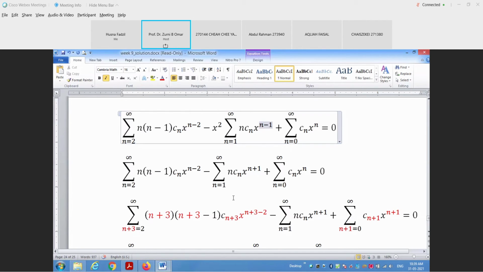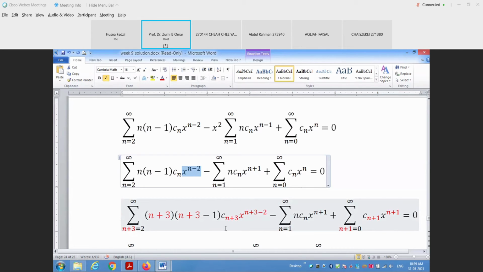Now we have to decide which power of x we want to change these to. In the example here, I change the n plus 2 and x^n to n plus 1, so the second series remains unchanged. We only change the first and the third series. You can change this to x^n as well, and you will get the same answer as I described earlier.